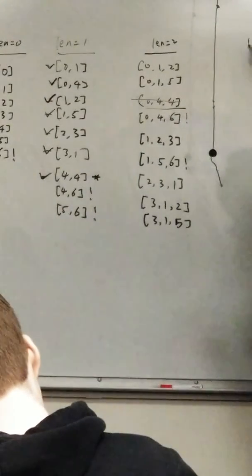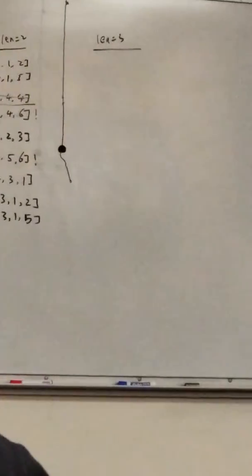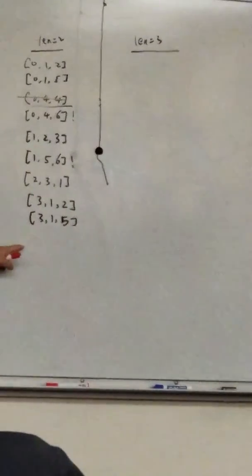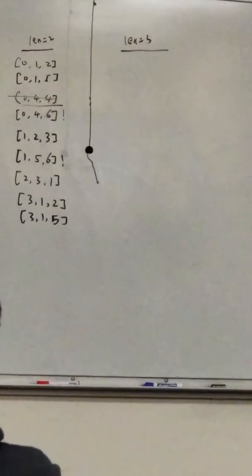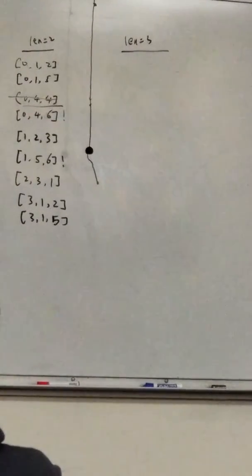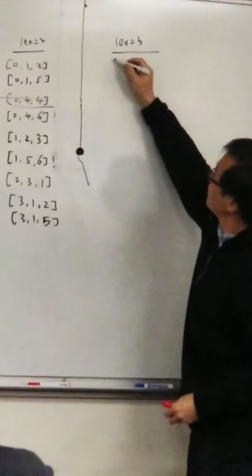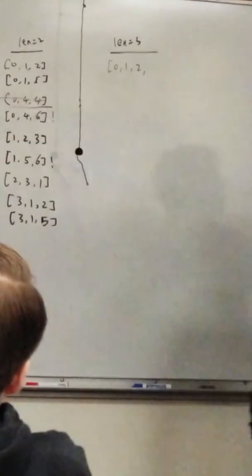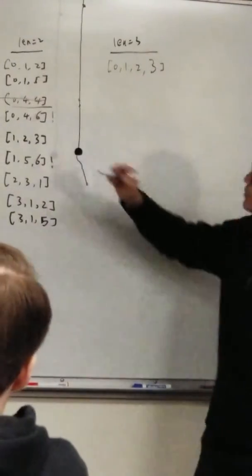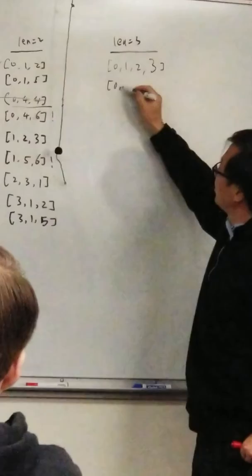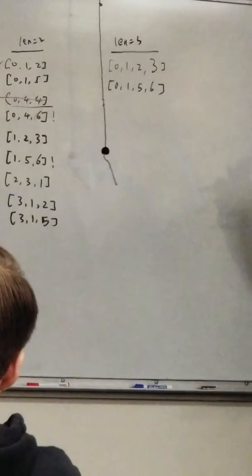Now I'm going to do length 3. By the way, the way we do this guarantees that this includes all the simple paths of length 2. There's no way for you to find another simple path of length 2 which does not work here. So we do the same. 0, 1, 2. The only extension is 3, right? So I finish this one. Go to 0, 1, 5. The only extension is 6, right? There are no other extensions.